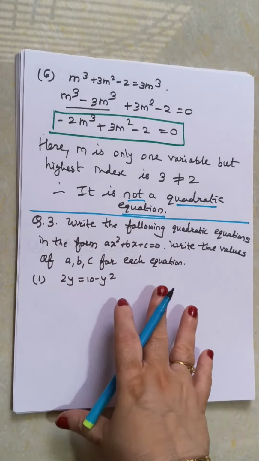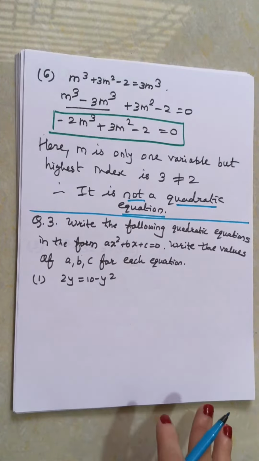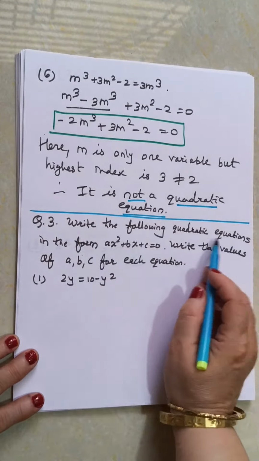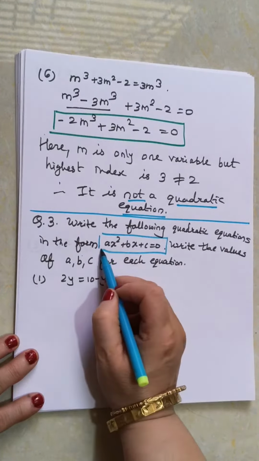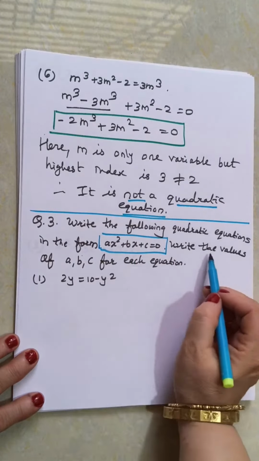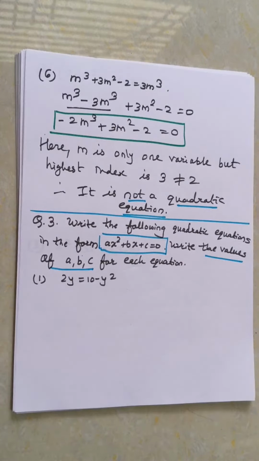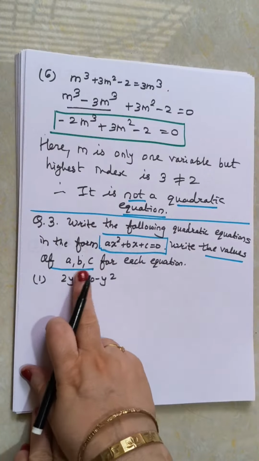So first of all, let us understand question number 3. Let us understand question number 3 here and then solve. Okay? See here. Write the following quadratic equation in the form of ax square plus bx plus c is equal to 0. So we have to write the equation in standard form and write the values of a, b, c for each quadratic equation. Okay everyone. So let us now start the first sum. So we have to do two things. One, write the equation in standard form, and second, the values of a, b, c.